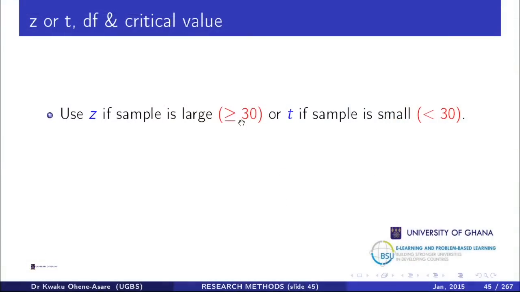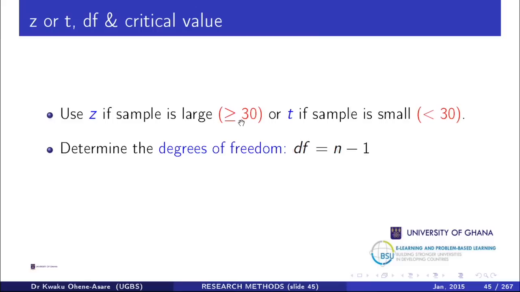The next thing is that to find that benchmark, you need to identify something called degrees of freedom. Degrees of freedom is simply the sample size minus 1, n minus 1. So we will find the degrees of freedom, and then we will use the degrees of freedom to find that benchmark. The benchmark is called the critical value. The critical value is found on the T table, which is online. You can print it out and use it.